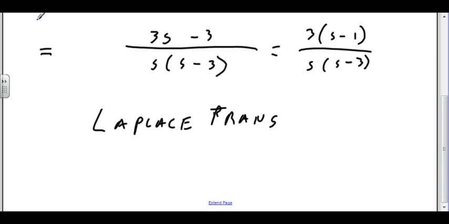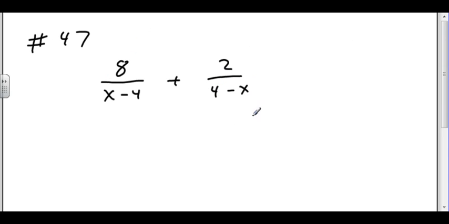So look at 47. Oh yeah, 47 looks cool. 8 over x minus 4 plus 2 over 4 minus x. All right, well, if these both said x minus 4, life would be so much easier, wouldn't it? So I'm going to multiply this guy by minus 1 over minus 1. When I do so, both sides will say x minus 4, and now I have a common denominator. Now I've got 8 minus 2 is 6, and I'm all done.